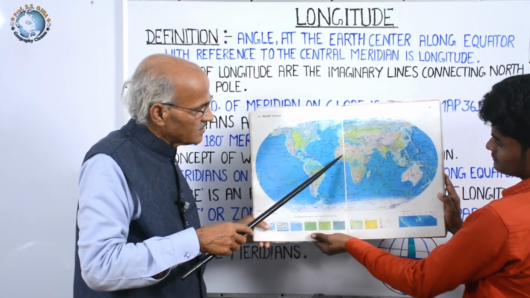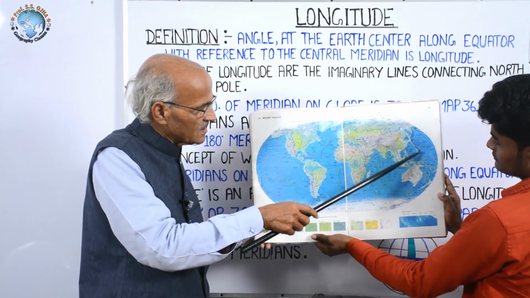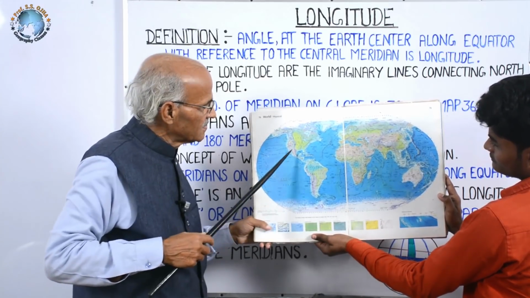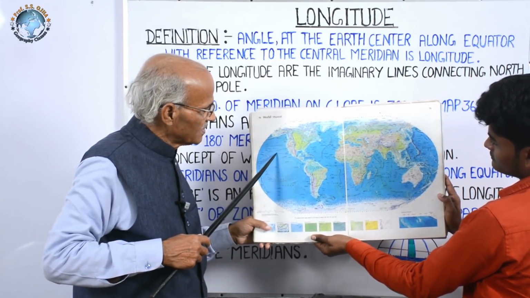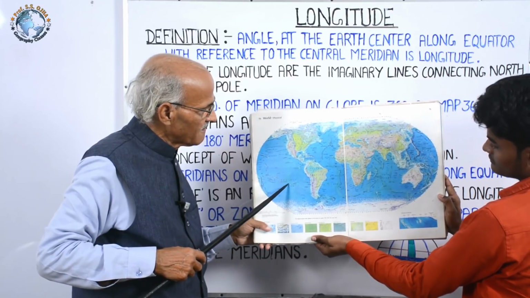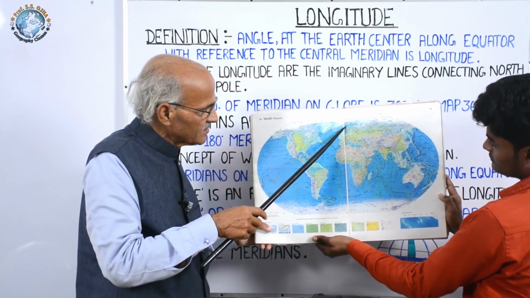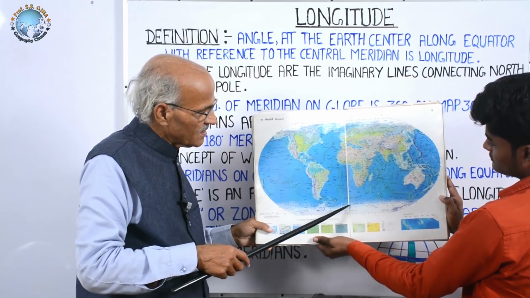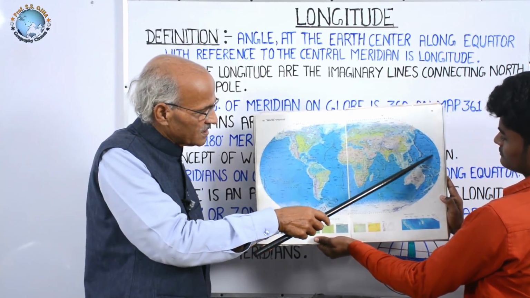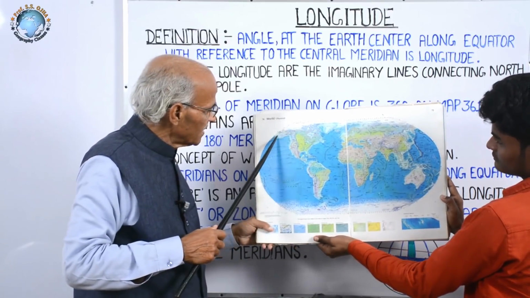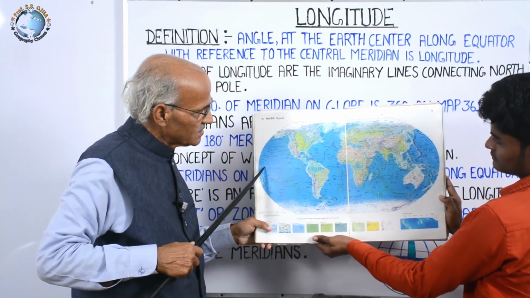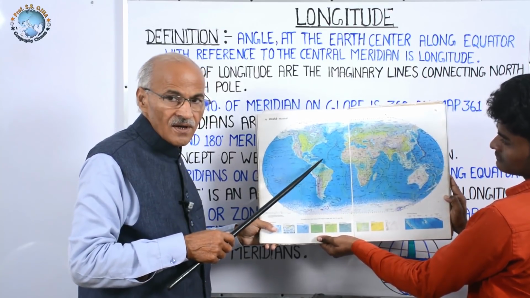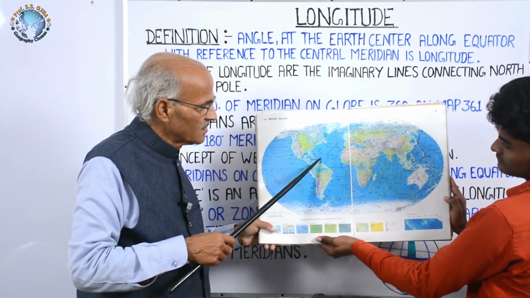According to longitude, this Pacific Ocean is located in the east hemisphere and this Pacific Ocean is located in the west hemisphere. And the meridians of longitude, if counted, go from 0 to 180 here and 180 here also. That's why the number of meridians of longitude on the map is 361.